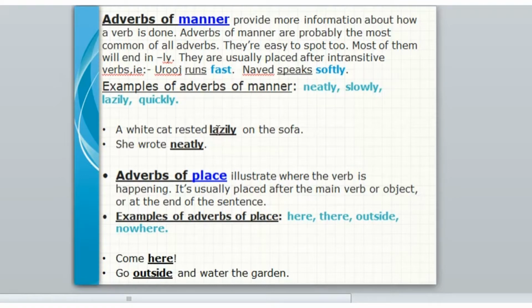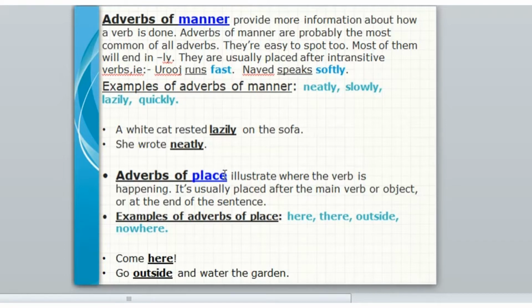Okay, now see next example. She wrote neatly. Wrote is the main verb we have and the adverb is placed after the main verb to give the complete meaning. This is another example of an intransitive verb. Okay, she wrote neatly. Okay, students, now let's come to the next one.